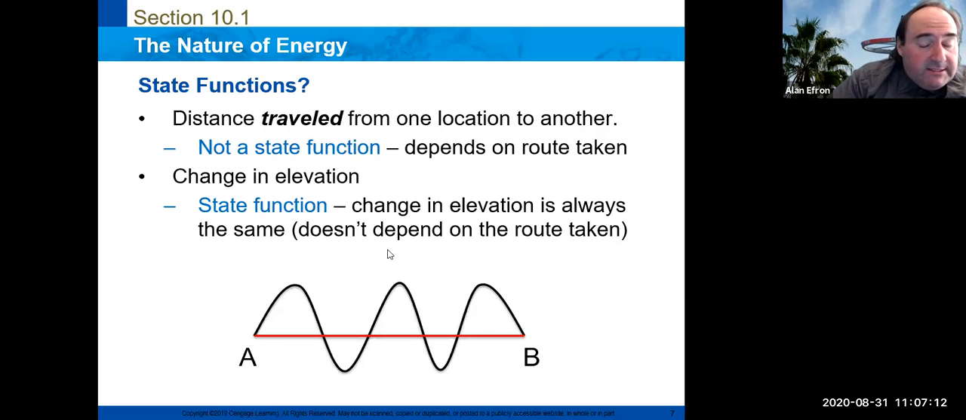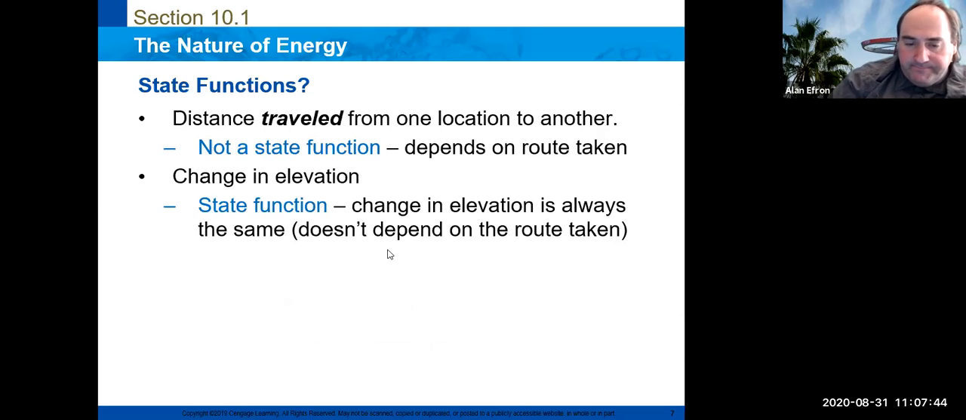Change in elevation is a state function, so it's the same idea. If you were driving up a mountain and got to the top, and you just went straight around the mountain to the very top, you would be at the same elevation as somebody else who went up the mountain, got off at each little town along the way, visited, came back on the main road, and ended up at the very top of the mountain as well. That position of where you're at that moment is a state function.